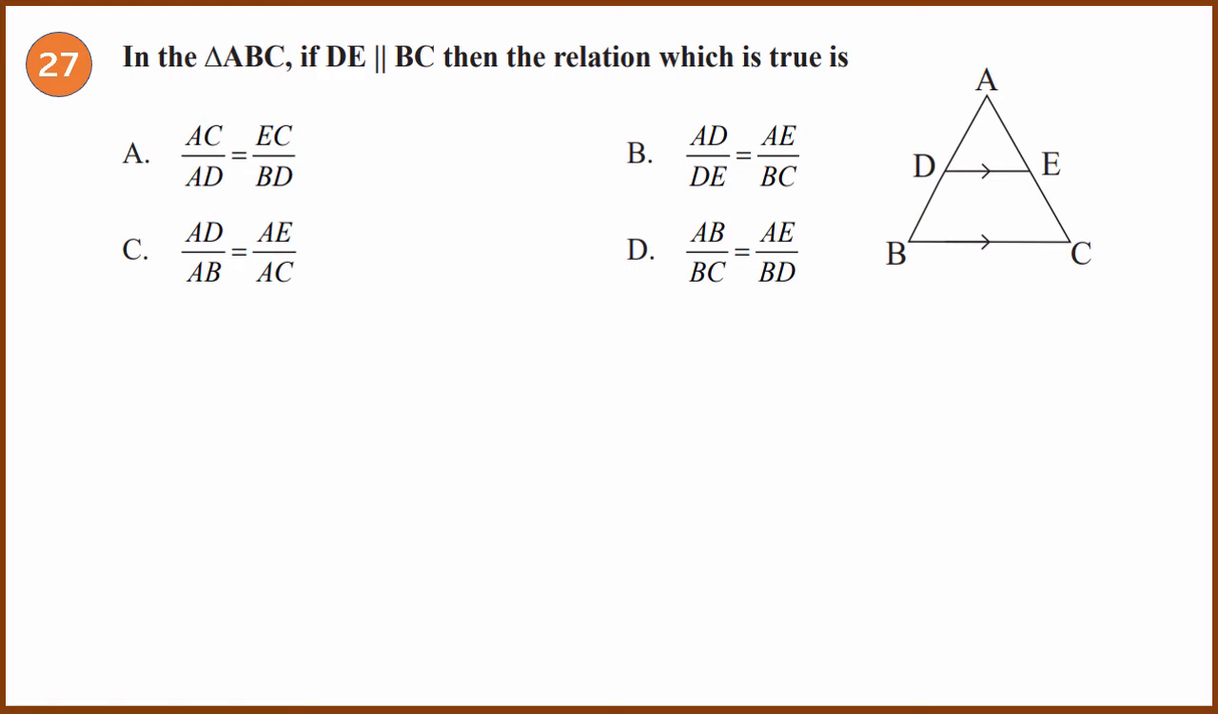This is basic proportionality theorem kind of question. In triangle ABC, if DE is parallel to BC, then the relation which is true.